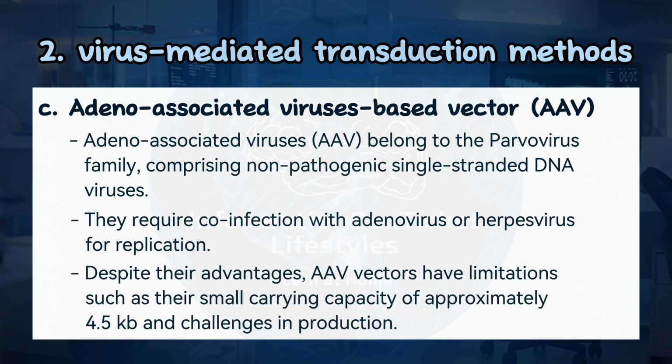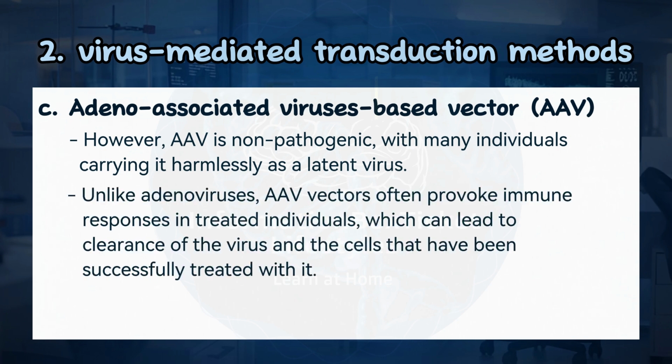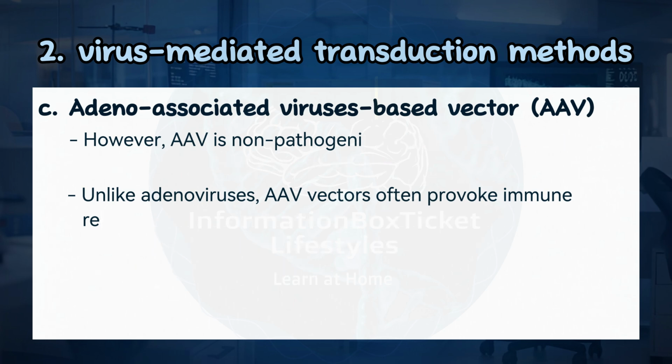Despite their advantages, AAV vectors have limitations such as their small carrying capacity of approximately 4.5 kb and challenges in production. However, AAV is non-pathogenic, with many individuals carrying it harmlessly as a latent virus. Unlike adenoviruses, AAV vectors often provoke immune responses in treated individuals, which can lead to clearance of the virus and the cells that have been successfully treated with it.